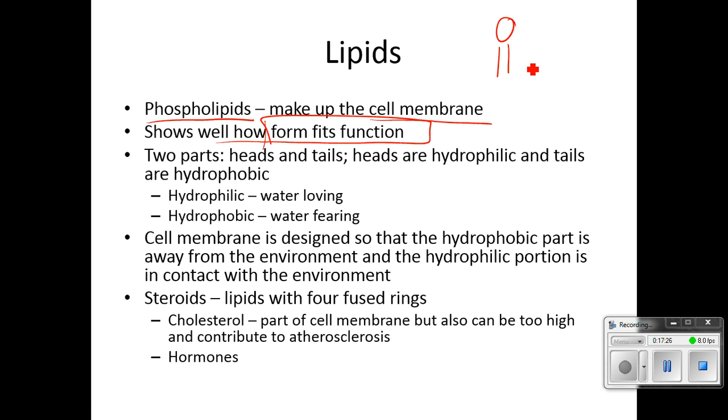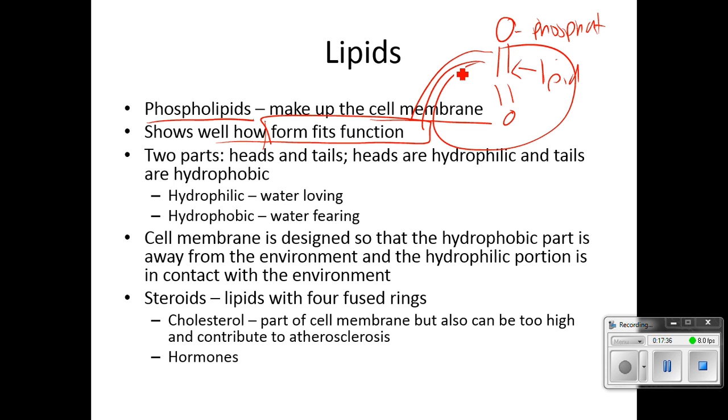A phospholipid membrane is made up of a lipid tail and a phosphate head, and these lipid tails are actually tucked into the center of the membrane. So if this is the membrane going all the way around, they're tucked into the center, and so they actually stay away from the water environment because remember, lipids don't dissolve well in water. So that makes it important for its function.